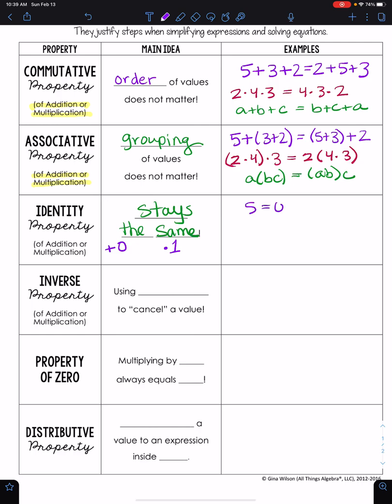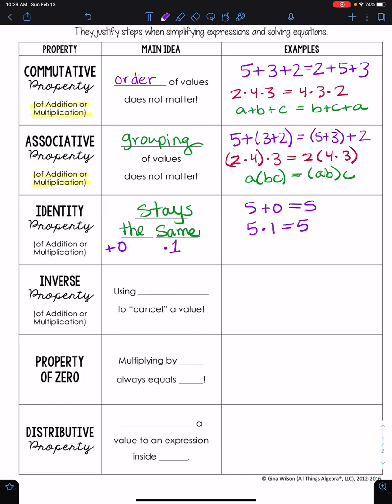5 plus 0, oh my goodness. Let me say that one more time. I'm not starting my video over. 5 plus 0 equals 5, and 5 times 1 equals 5. So those are ways that you can add something or multiply something and not change a number's value.